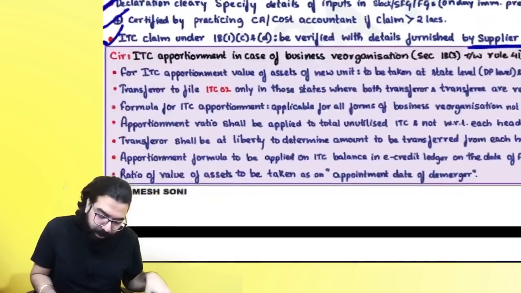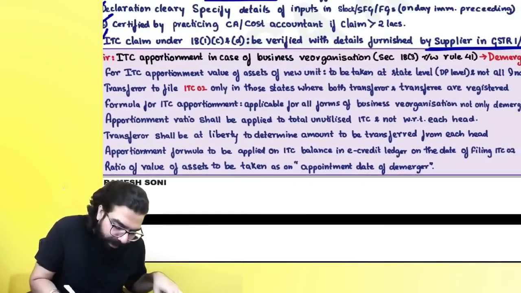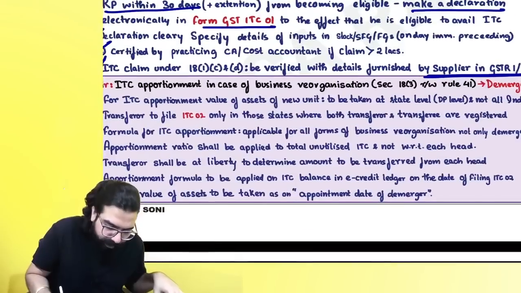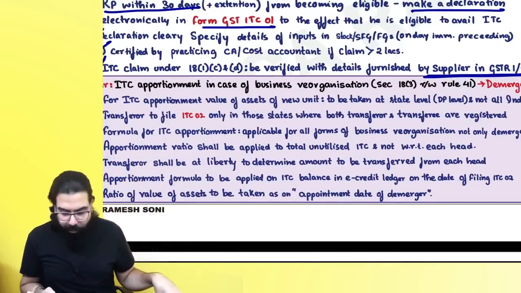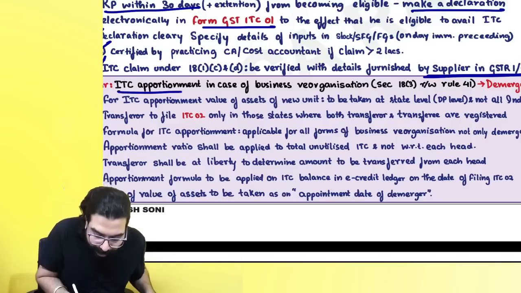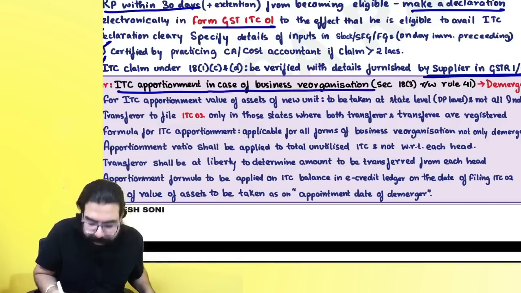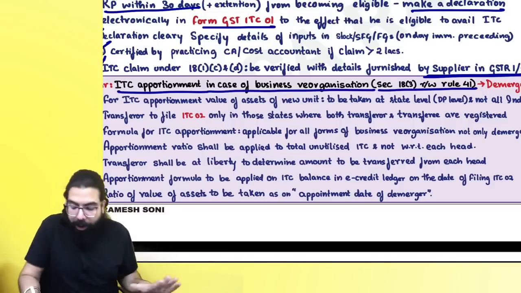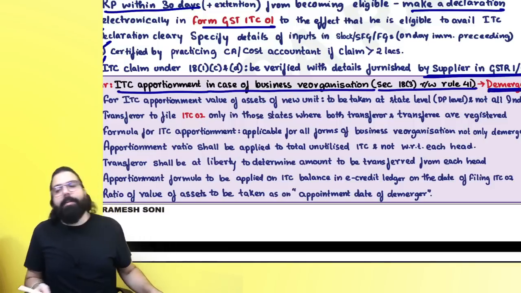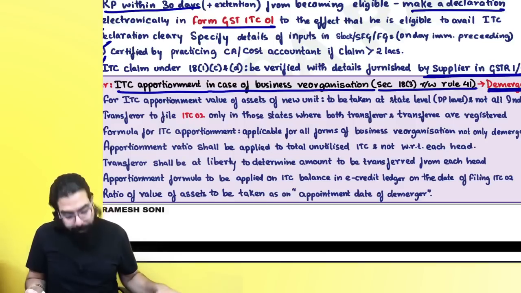Everyone, we have some circulars now. Let's quickly wrap up the circulars and understand the circulars which are there. ITC apportionment in case of business reorganization, section 18.3, read with rule number 44. It talks about demerger. Basically, the circular had come with respect to demerger.